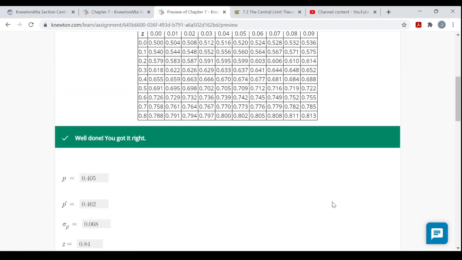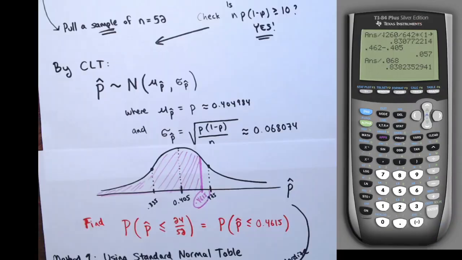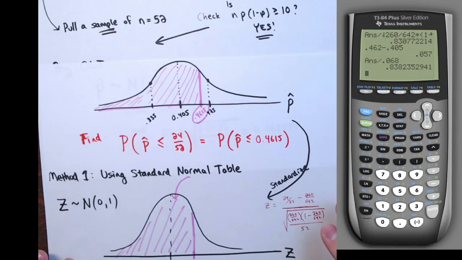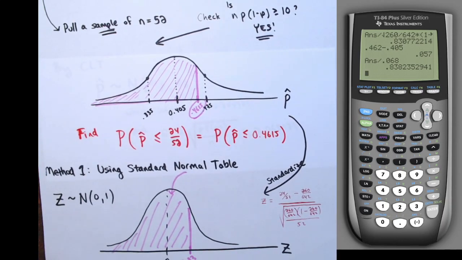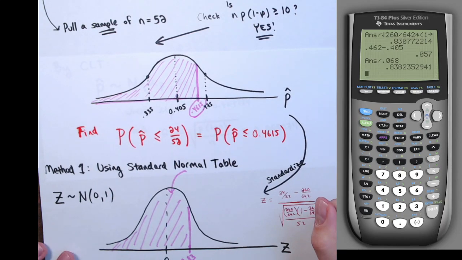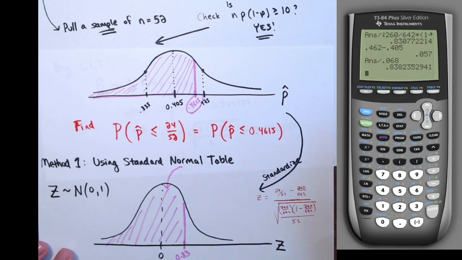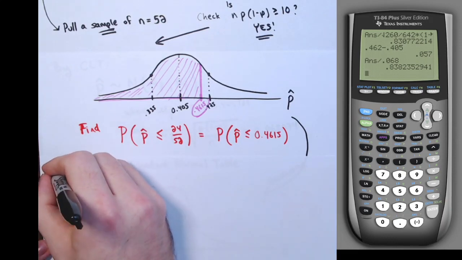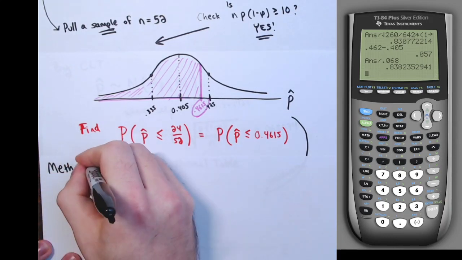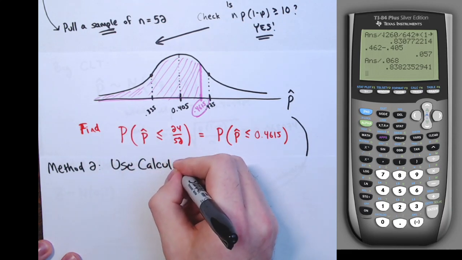Okay, now that was method 1. Now you can also use a calculator. So if I go up here and use my calculator, remember method 2, using a calculator. Now if you want to find an area under normal curves, so method 2, use calculator.